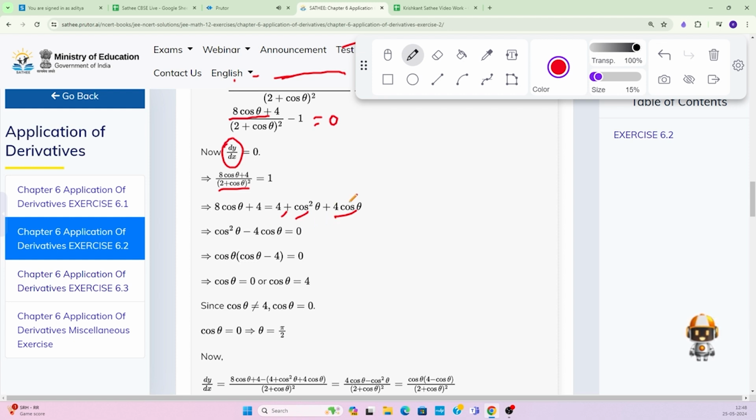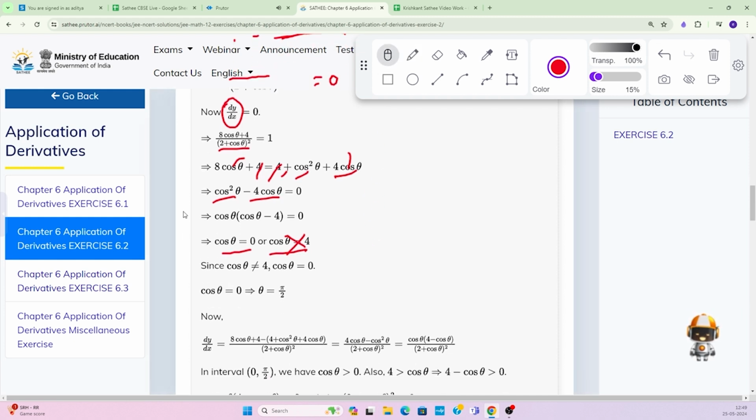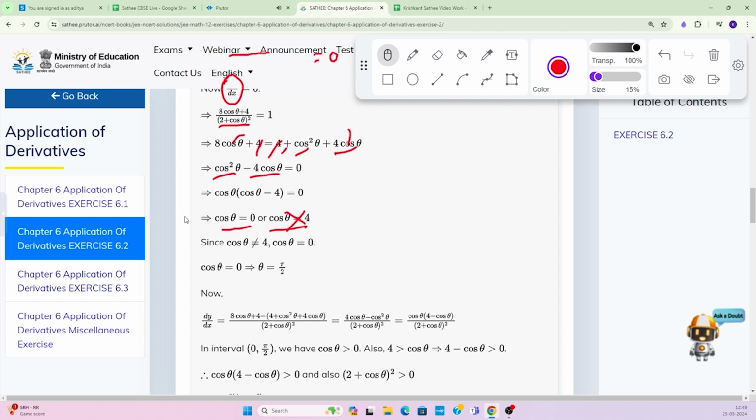Now as you can see, this and this will give you minus 4 cos theta. So cos square theta minus 4 cos theta. Clear? And this 4 will be cancelled. So you will have this. Now take cos theta common. You will have cos theta multiplied by cos theta minus 4 equal to 0. So this will give you cos theta equals 0 and cos theta equals 4. This cannot happen, you know the max value cos theta can give is 1.